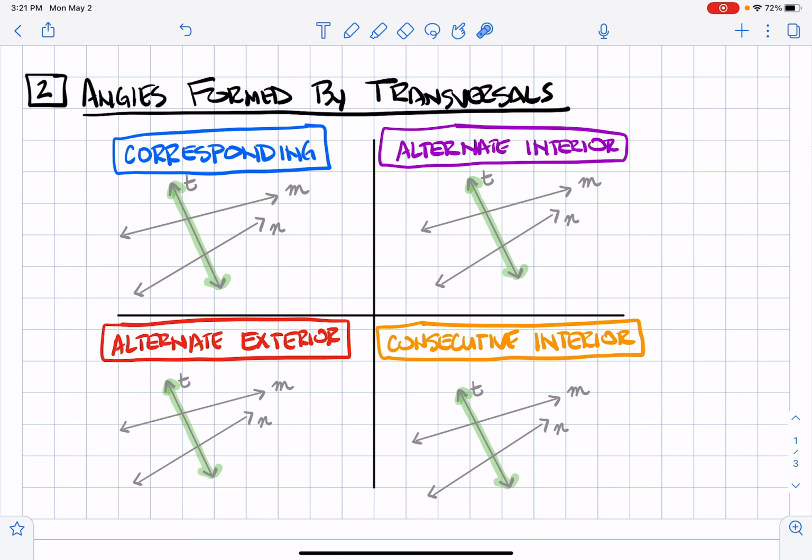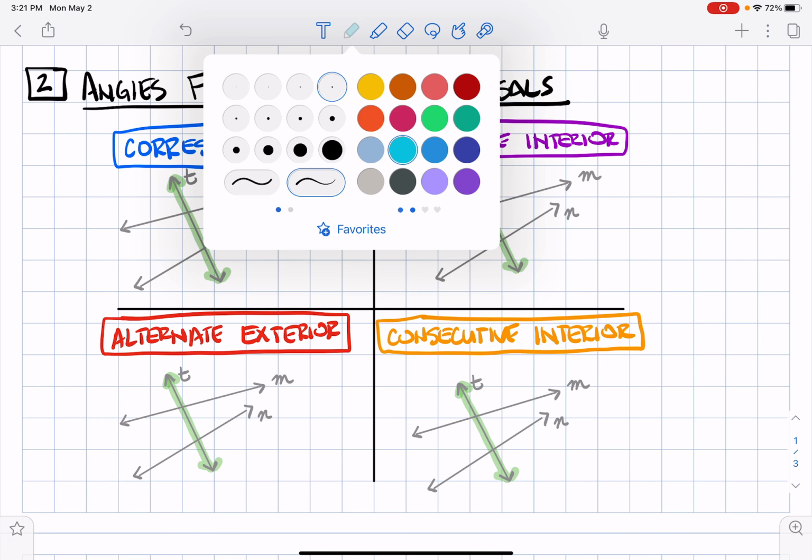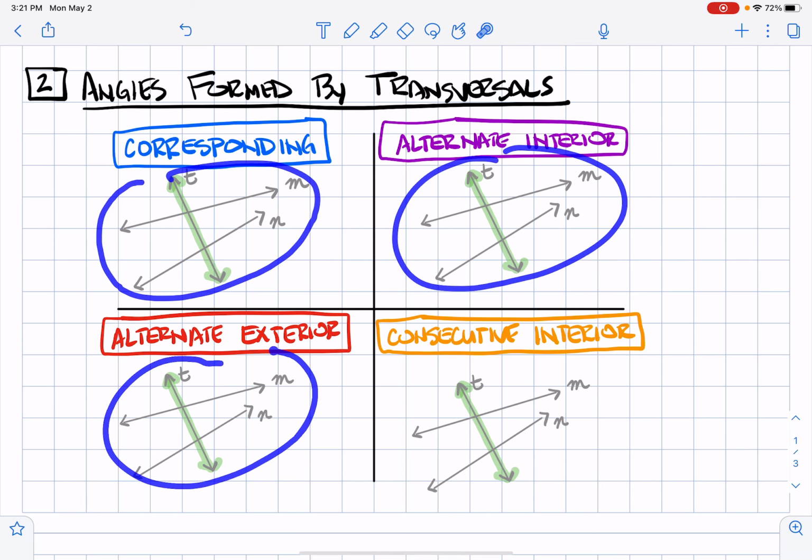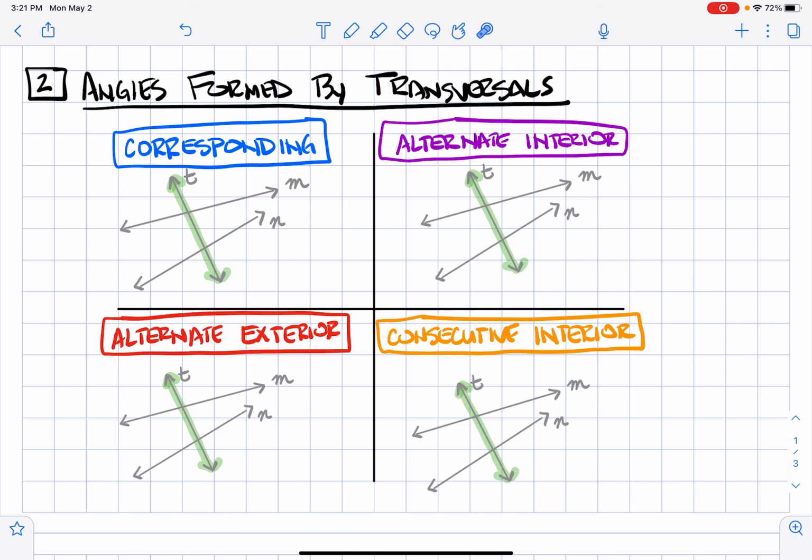Okay, in box number 2, there are lots of different answers that we can use. So I'm going to highlight a bunch of different answers for you, but only put 2 sort of on the page. You'll see what I mean by this, okay? So there are 4 types of angles that are formed by transversals. So notice that the picture is the same, right? This picture is the same in all 4. It's the exact same picture. So we have line M, we have line N, and we have a transversal T. And that's the same for all the pictures.